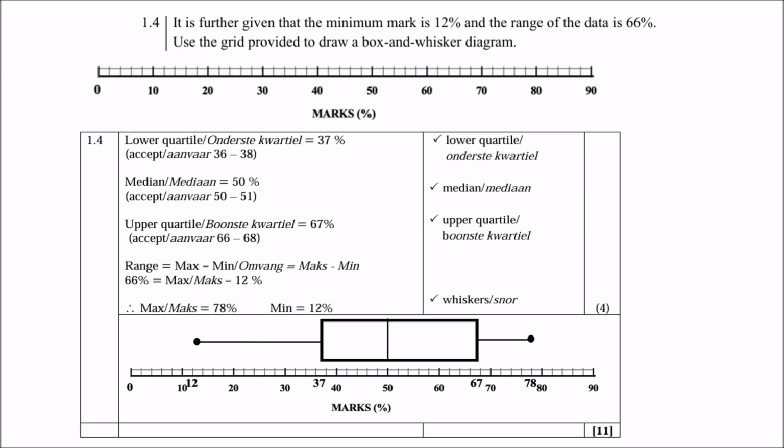So the minimum will be the 12, right? And of course, the lower quartile is 37. The median is 50 as shown on the box and whisker, and the upper quartile is 67. Right, so how do I get the 78? Remember they said that the range is 66%. So from 12 to 66 will give you 78.